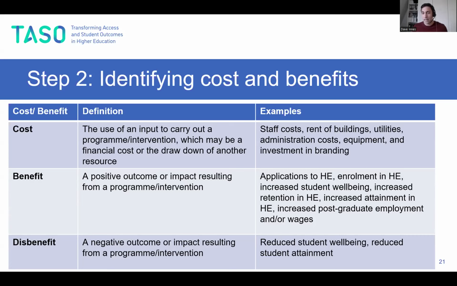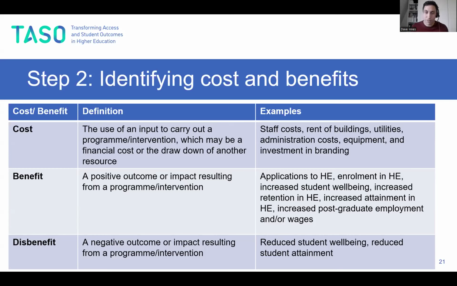So the sorts of things you're likely to be identifying as the costs of an intervention in HE are staff costs, so obviously staff time required to implement something, required to run a program, the use of buildings, administrative costs, equipment costs, and things like investment in branding. So obviously to run interventions, quite likely to use some space within the university, quite likely to use some administrative costs for organisation, things like IT equipment that may be required. And broadly, you're just thinking about all the resources required to implement that activity.